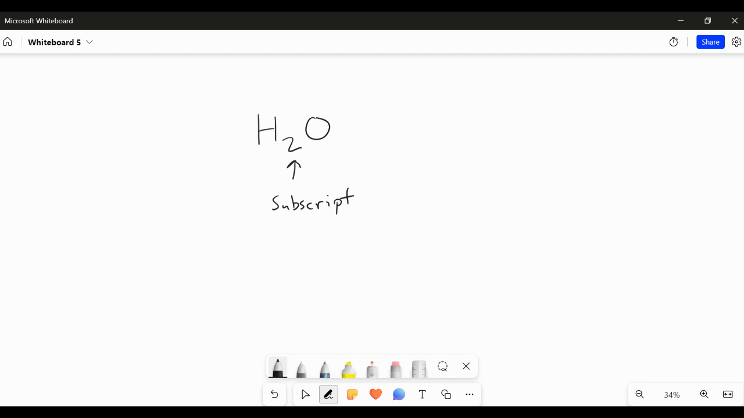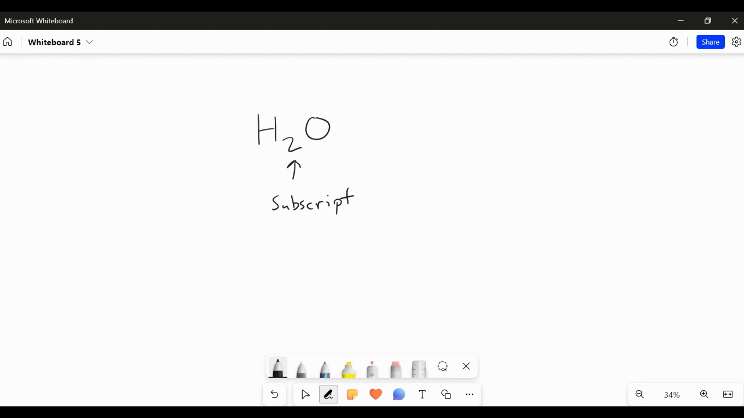Now, the subscript only applies to the element that comes directly before it. So in this case, this 2 right here in the middle tells us that there are 2 hydrogens in this molecule. Now, we may notice that oxygen doesn't have a subscript. There's nothing written. If there's no subscript written, then the subscript is implied to be a 1. So, if we read this formula, we can see that there is 1 oxygen and 2 hydrogens.